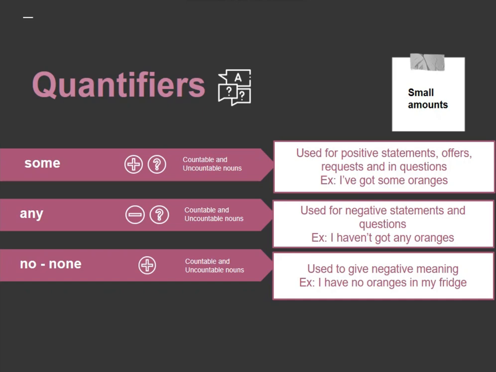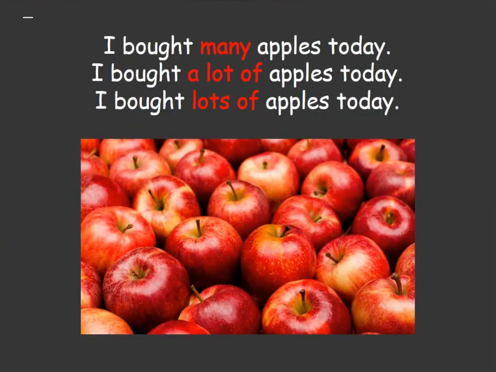We move to another word, which is no and none. This is used for both countable and uncountable nouns. It's used to give a negative meaning. For example, I have no oranges in my fridge. So, there are no oranges in my fridge. It's a negative meaning. Okay? Everything is clear till now? Okay, good. Let's see some examples.